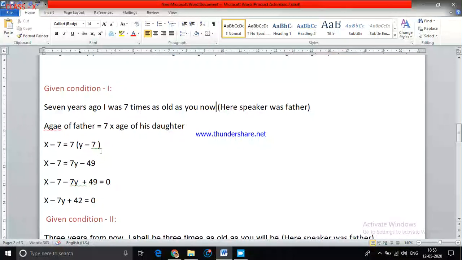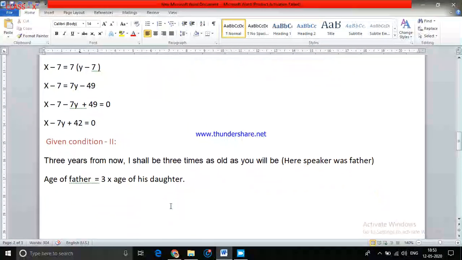So what could come as the present age of the daughter here? 7 years ago the age of the father is x minus 7, which will be equal to 7 times the present. Instead of 7 years ago I have to use the present age of the daughter. What could be the present age of the daughter will be y. 7 times the. So you have to read the question carefully and you have to understand it carefully. Okay, now they have given were then, so I use the same question instead of saying now.